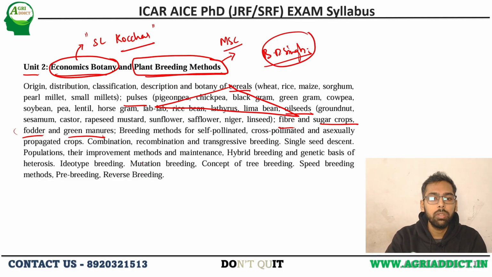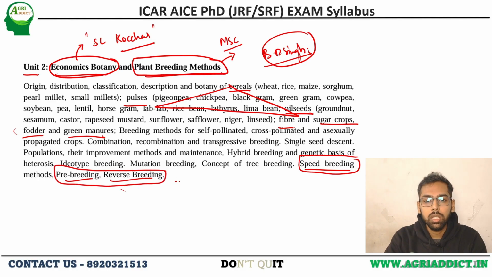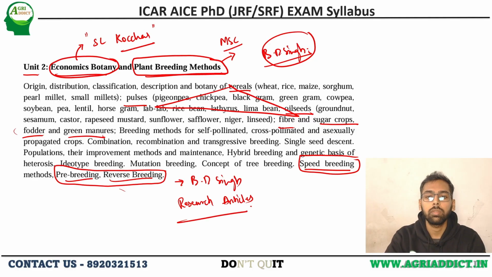And then coming to the different specialized types of breeding, which are speed breeding, pre-breeding, and reverse breeding methods. People who want to study these specialized breeding methods will find them in the B.D. Singh book, but you can also refer to research articles, which help you get the maximum benefit regarding the specialized breeding methods.